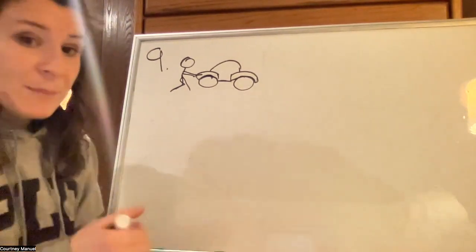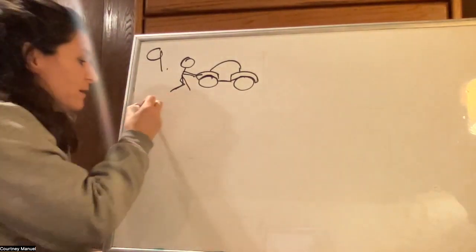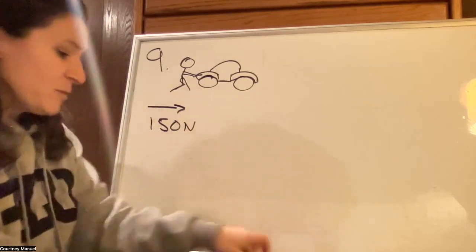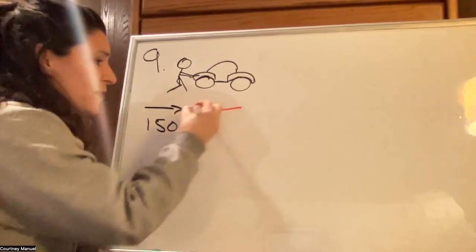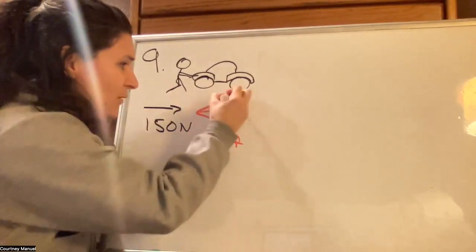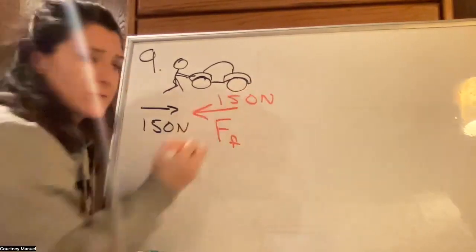Well, equal and opposite. To get it moving, he had to apply 120 newtons. So he had to be opposed in the opposite direction with the same amount. This means our friction force when it's static was also 150 newtons.